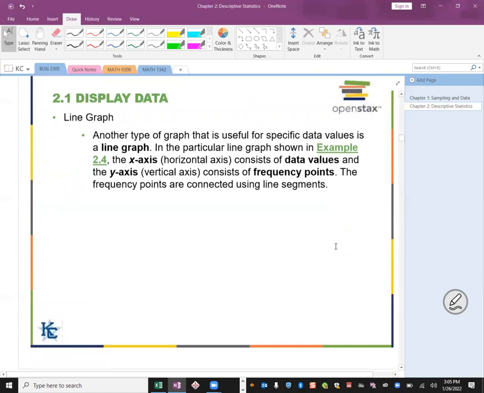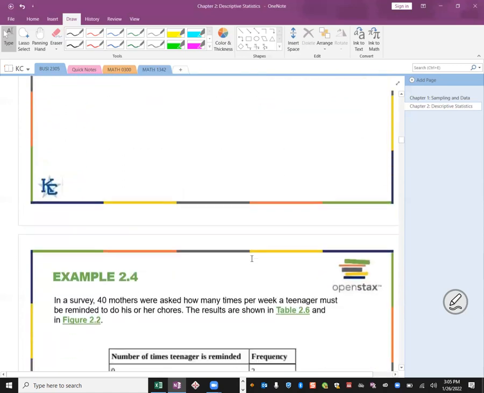Line graphs are used on an X and Y axis. That's called a Cartesian system. And so we have a horizontal axis that consists of the data values, and then we have a vertical axis that consists of the frequency points. So let's take a look at an example.